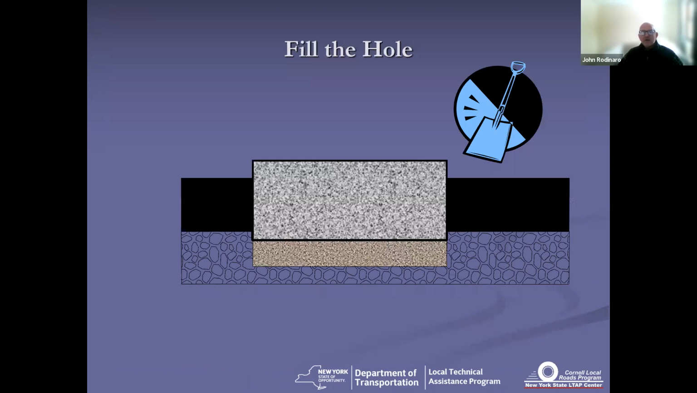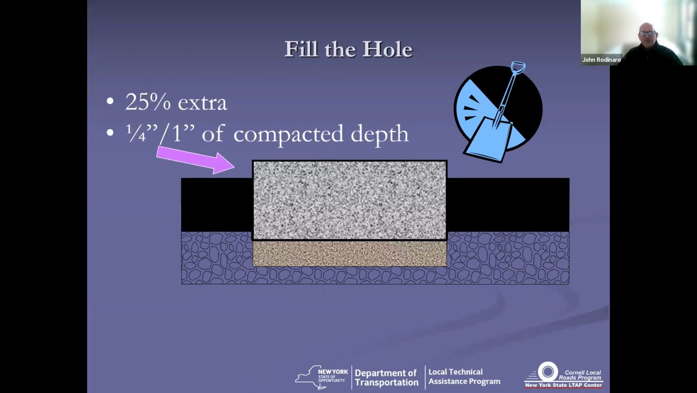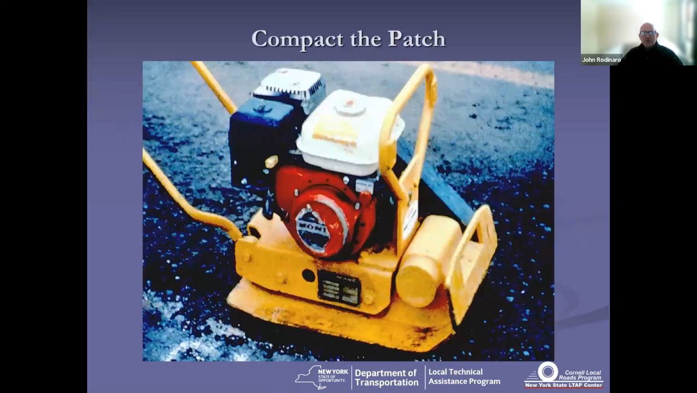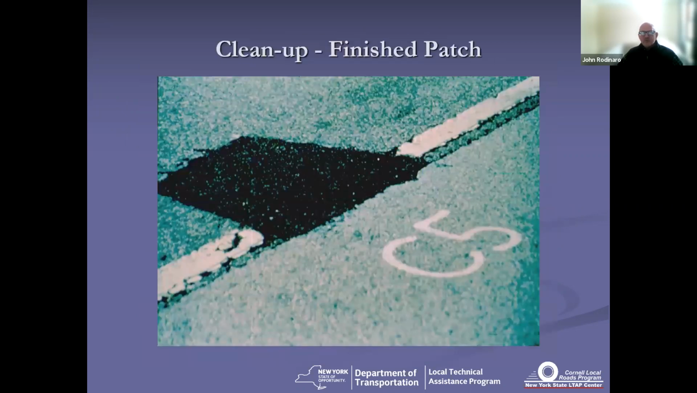So tack coat, fill the hole. Make sure you've got 25% extra. You always want a quarter of an inch for every inch of compacted depth, just like you would on any paving operation. You can compact using a handheld vibratory tamper like this. That's okay for small holes or thin lifts, but for any kind of larger hole or thicker lifts, you really need some sort of roller. And then voila, you've got your finished patch, nice and cleaned up, and you move on to the next spot.